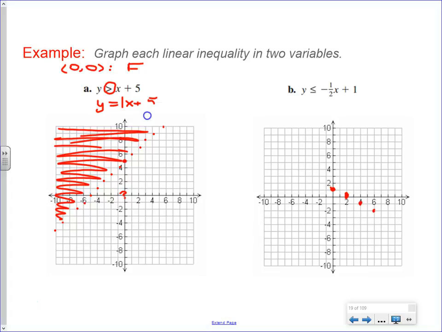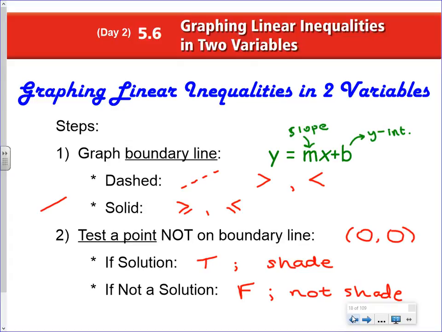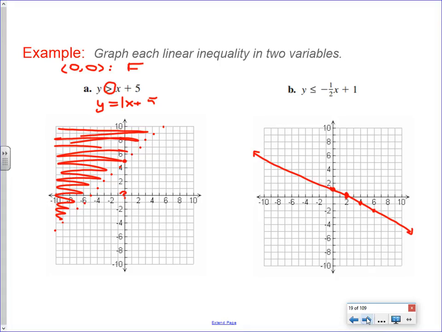But why am I connecting? I didn't connect in the last one. Why am I connecting now? Why is it solid? Because there's an equal to. Okay, so go back to the notes just for a second. Less than or equal to. If it's the less than or greater than alone, it's dashed. If it's or equal to, I make it solid, right? So, everybody tracking with the solid line because it's or equal to?